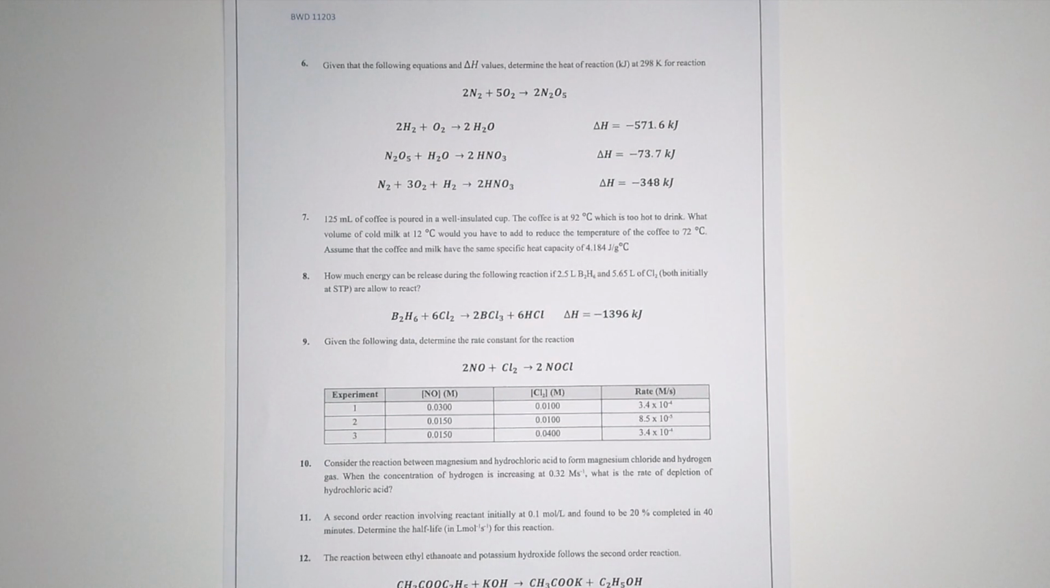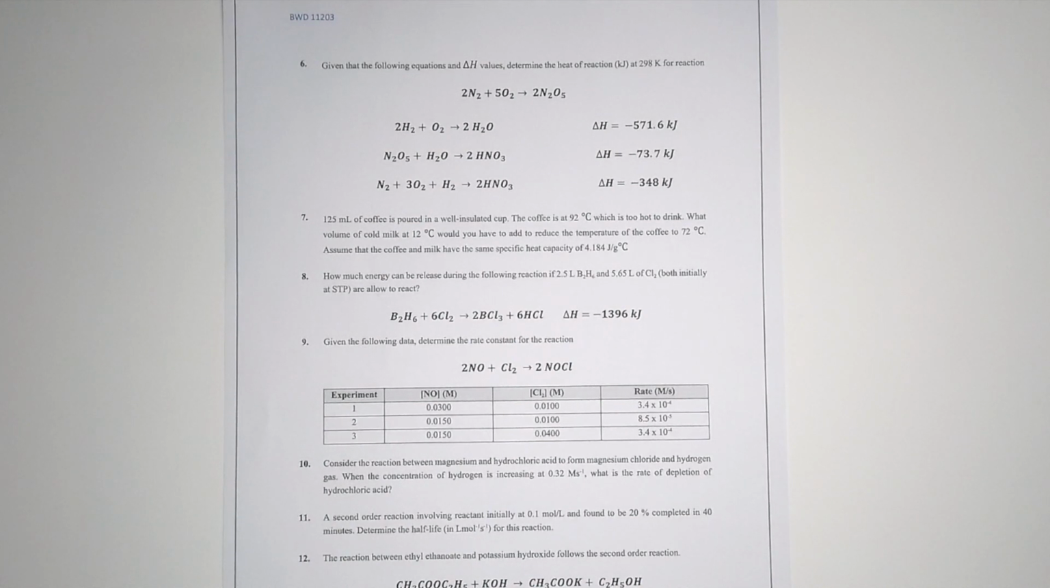Question number 7. 125 ml of coffee is poured in a well-insulated cup. The coffee is at 92 degrees Celsius, which is too hot to drink. So what volume of cold milk at 12 degrees Celsius would you have to add to reduce the temperature of the coffee to 72 degrees Celsius? Assume that the coffee and the milk have the same specific heat capacity of 4.184 joule over gram degree Celsius.